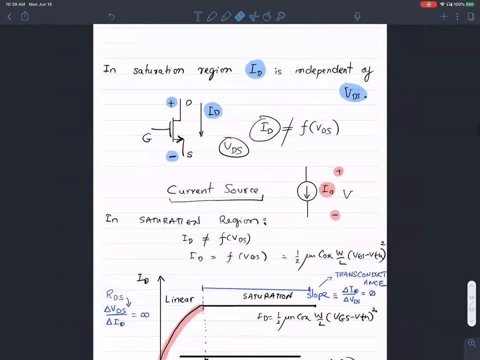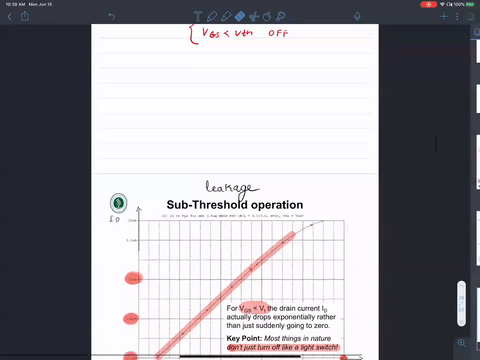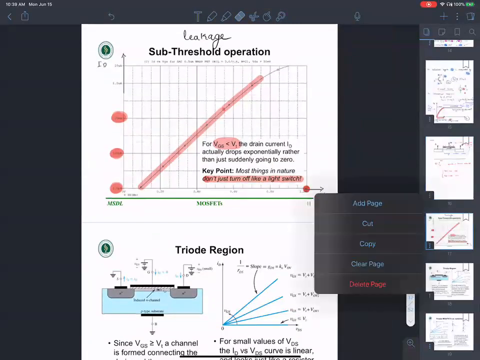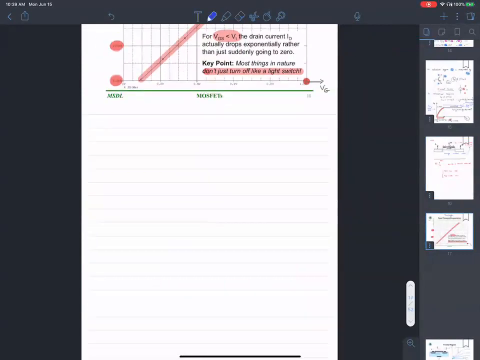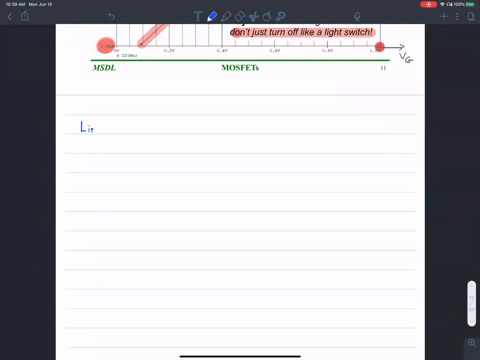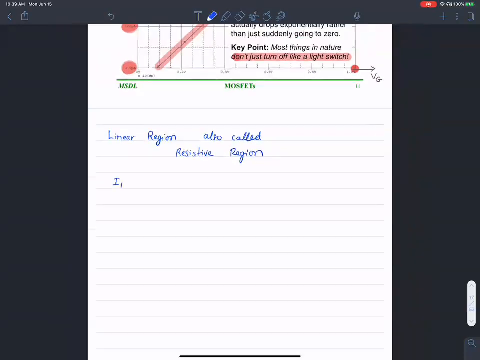Okay, also, let's see. So let me add a page here. Linear region. The linear region is also called the resistive region. So ID in the linear region is again mu n, C oxide, W over L, that's the big bracket, VGS minus VTH times VDS minus 1/2 VDS squared, okay?